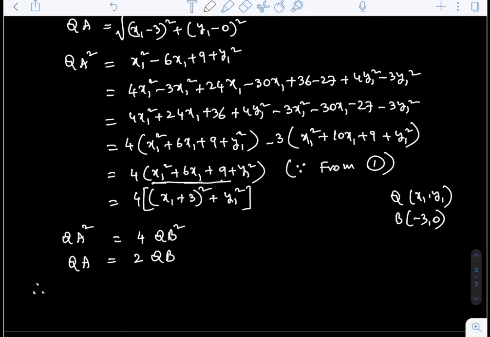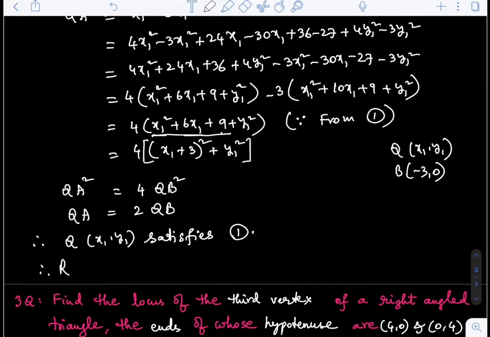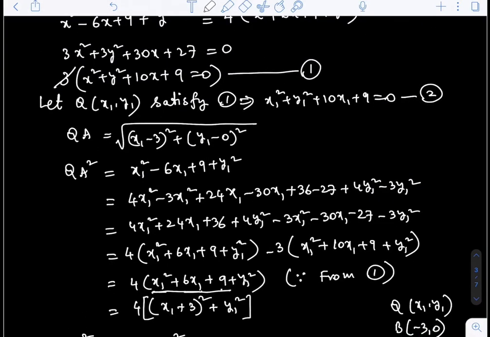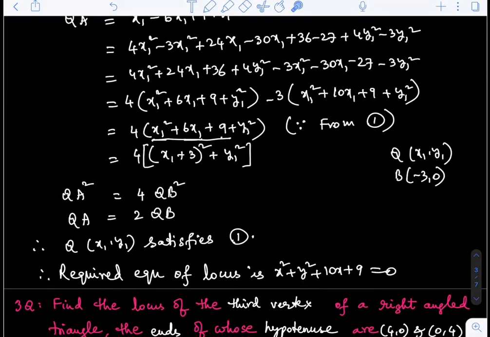That is, this Q x1, y1 satisfies equation 1. It is proving that this satisfies the given equation 1. The required equation of locus is x square plus y square plus 10x plus 9 is equal to 0, which is equation 1. This is the locus, the equation of locus.